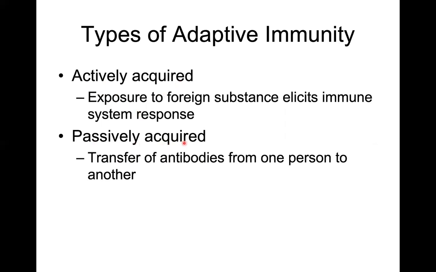Passively acquired adaptive immunity refers to a transfer of antibodies from one person to another.